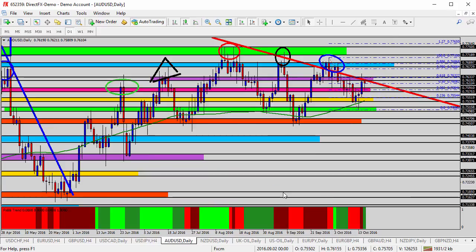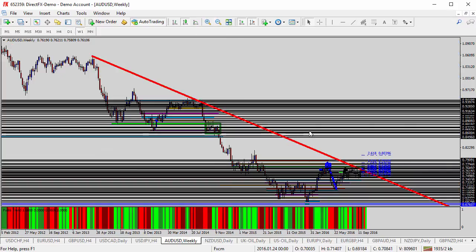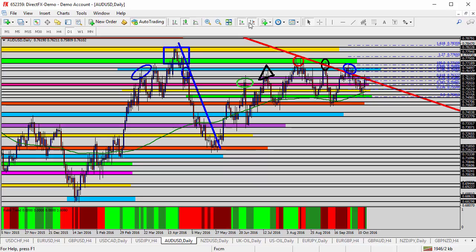Moving on to the AUD USD, Australian versus US dollar. Well, let's take it out to the weekly. We've done this so many times over the past few weeks, but there it is right there, long-term weekly trend line. Definitely important to take note of here for the Australian dollar. It's been our key player for our decisions for this currency pair. Take it down to the daily. There it is right there.